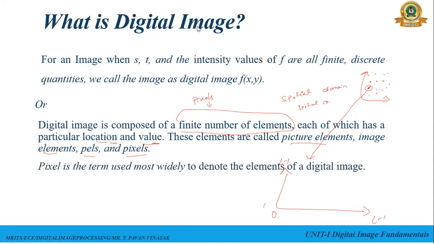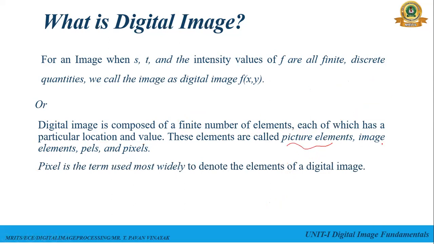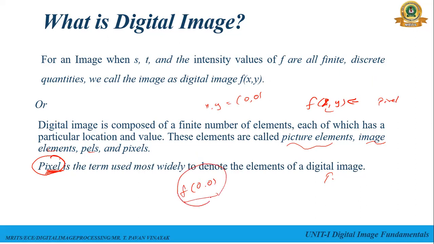Pixel is the term mostly used among these other names: picture element, image element, pels. Mostly we use the term pixel. The elements in a digital image are called pixels. The intensity value f of x comma y at a particular location is called a pixel. Suppose the location coordinates x comma y is 0, 0. For this 0, 0, we have some intensity value, f of 0 comma 0. Let us think that is 2. So 2 is the pixel, located at 0 comma 0 in spatial coordinates.